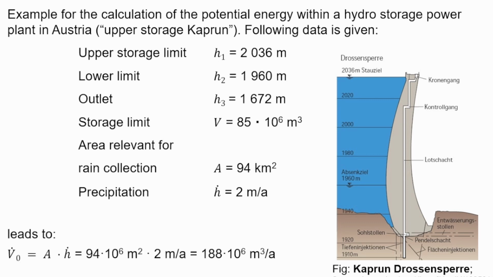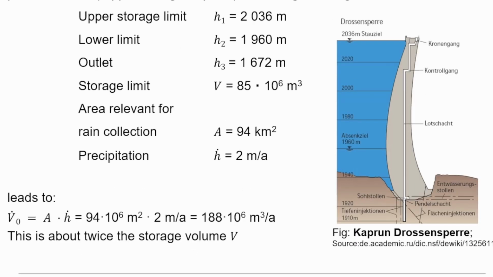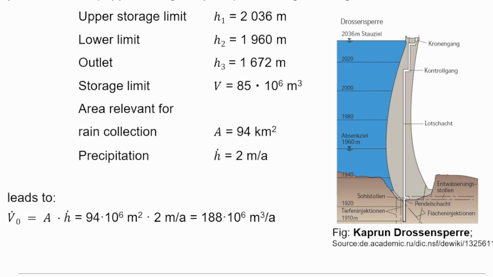So this leads then to the volume which comes in, or the flow that comes in. That's the area times the height change, so that is 2 meters per year, and the area is 94 square kilometers, or 94 million square meters. So we have a volume of 188 million cubic meters per year that we can use. That's about twice the storage volume V, so we can empty the reservoir twice a year.